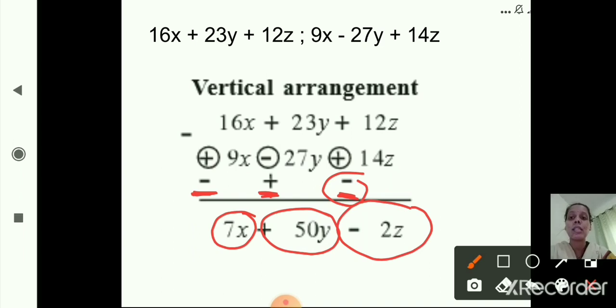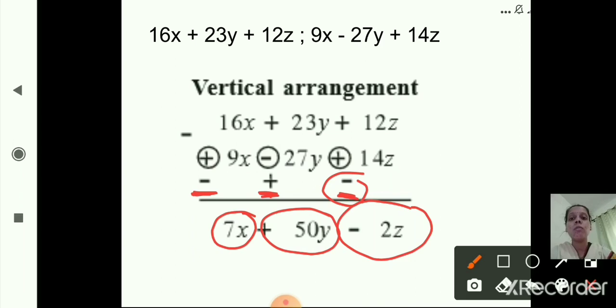So what is the answer? 7x plus 50y minus 2z. This answer is the same as what we got in the horizontal arrangement. Here also we got the same answer, right? So your answer is correct. 7x plus 50y minus 2z is the answer. Horizontal arrangement or vertical arrangement, both ways you will get the same answer. If your answer is matching, it means you are getting the correct answer.